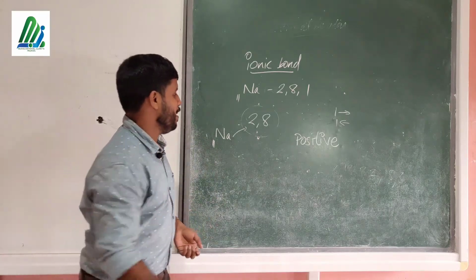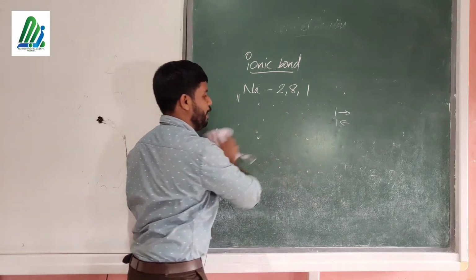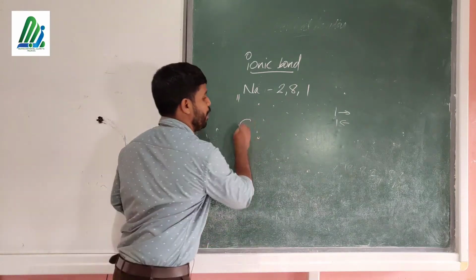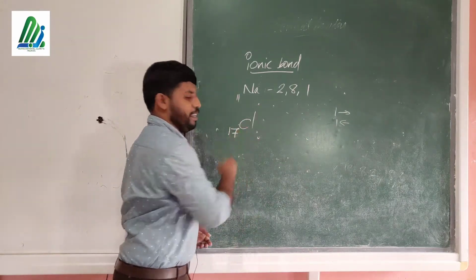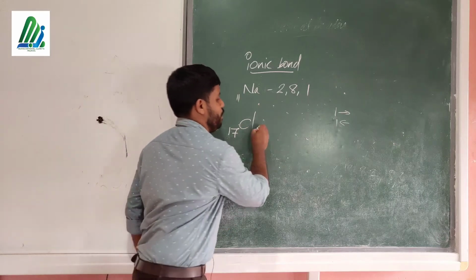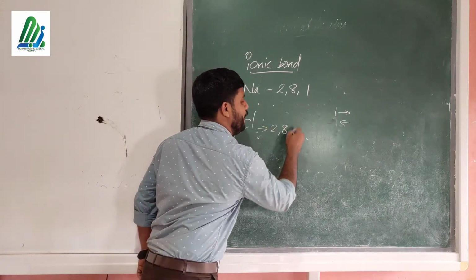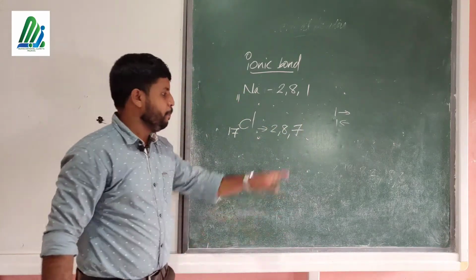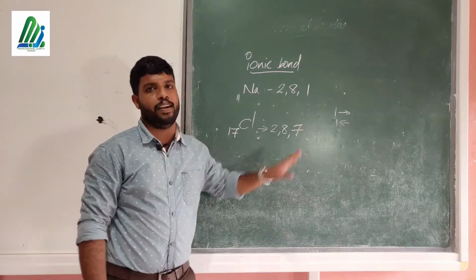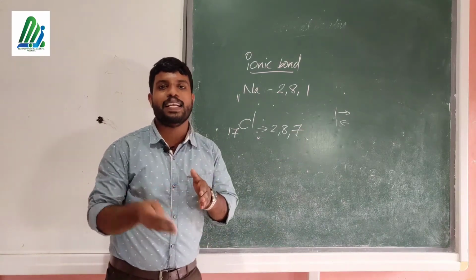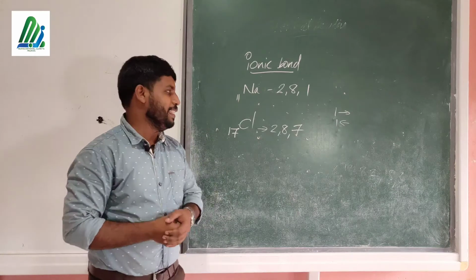Now we are discussing the second one, chlorine. Look here: chlorine, its atomic number is 17. The electronic configuration is 2,8,7. There are 7 electrons in the valence shell.